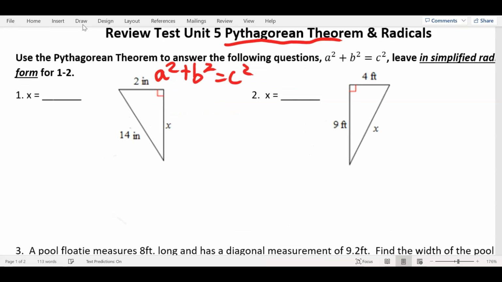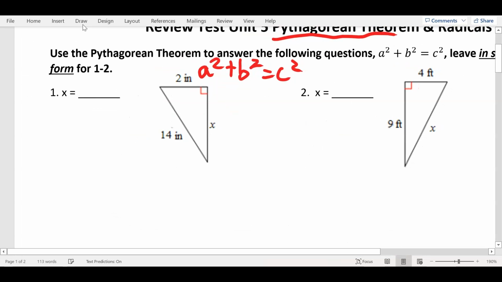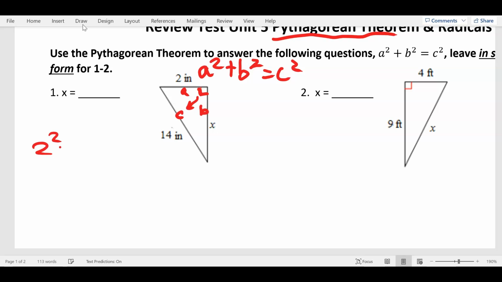Okay, so on number one, we want to label A, B, and C. If you have a right angle, A and B are next to the right angle. Across from the right angle is C. So when we set this up, it's going to be 2 squared plus x squared equals 14 squared. You actually have to set up with A and B squared. In this case, we're missing B, we're missing a leg. So make sure x is not on the side by itself. It's on the leg side.